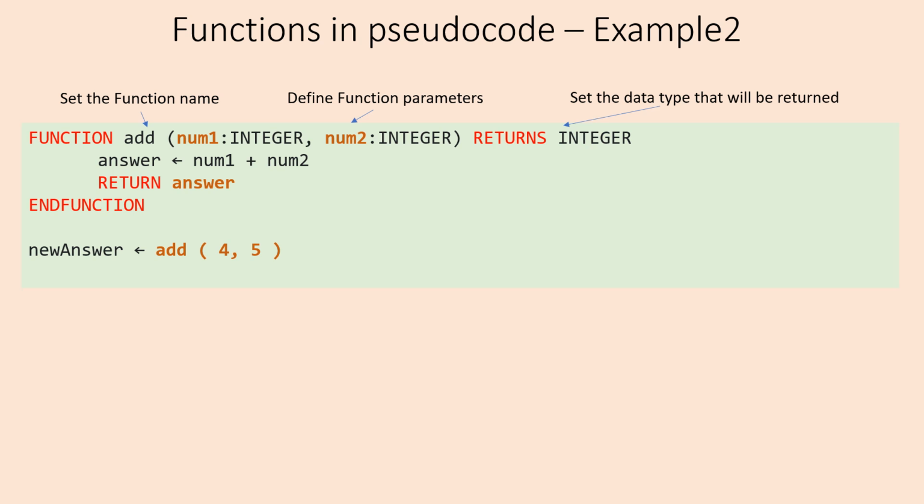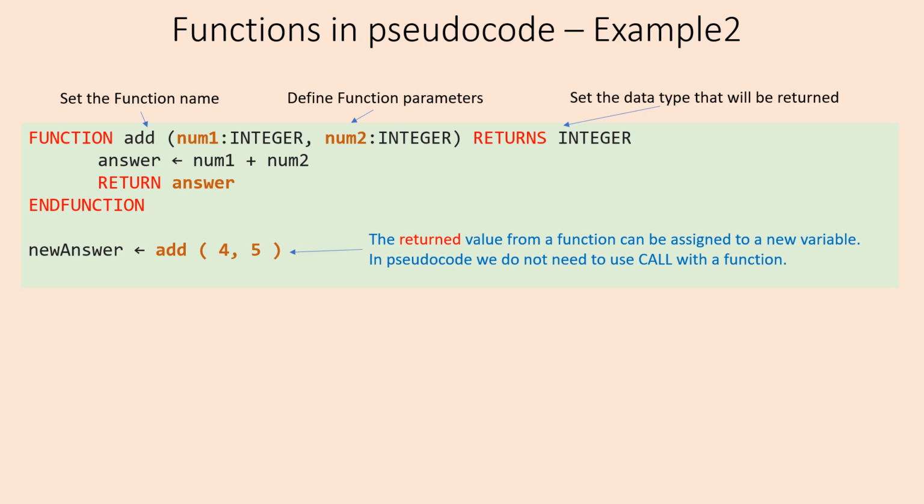So it'll call the add function, pass it these 2 arguments, 4 we pass num1, 5 we pass num2. We'll add 4 and 5, store that in the local variable answer, then return that, so return 9 to the main program. So the same as before, add 4, 5 will be replaced with 9, but this time 9 will be assigned to this variable, new answer. So we can actually now use that with the rest of the main program.